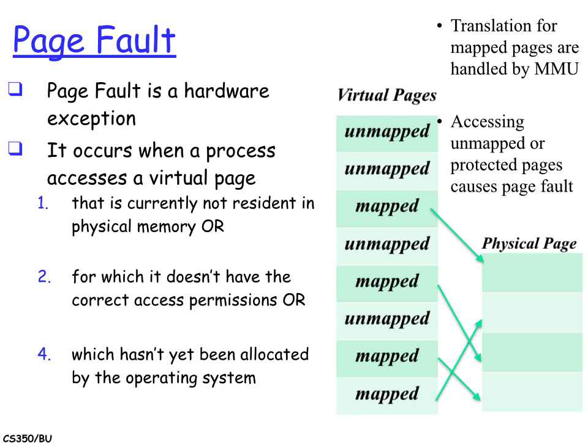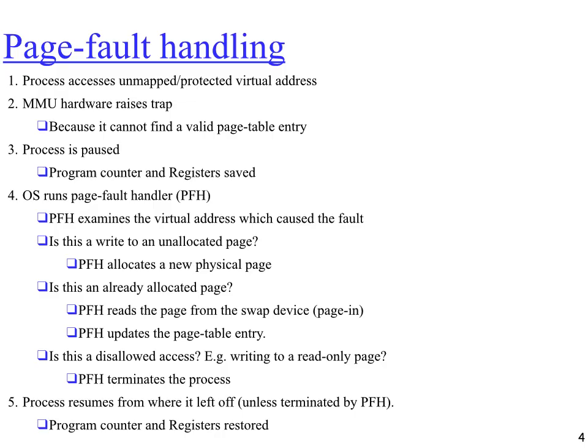Finally, if a page has not yet been allocated by the operating system, if the memory location is being accessed for the very first time, then again a page fault would be generated, and this needs to be handled by the operating system. So the page fault handling is performed in software by the operating system. Whenever a page fault exception occurs, a specific routine, the page fault handling routine, is triggered in the operating system. The various steps taken by the page fault handling routine are described in this slide.